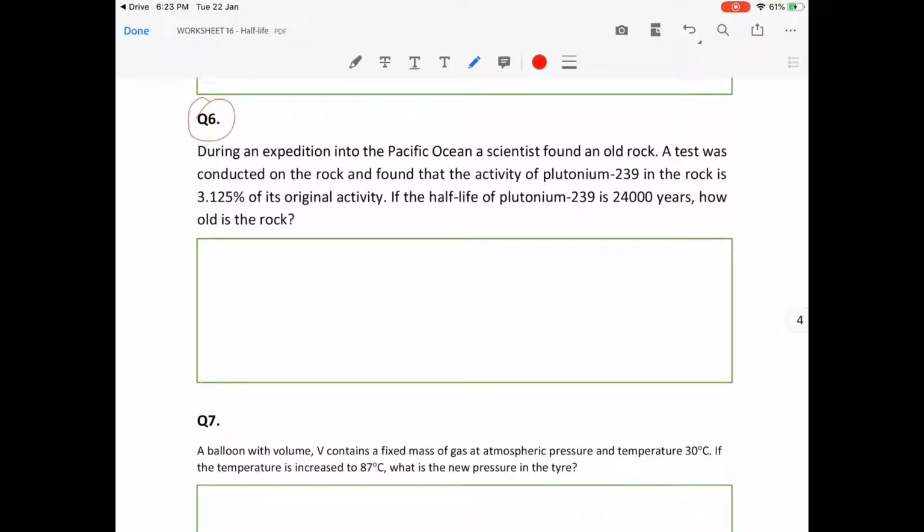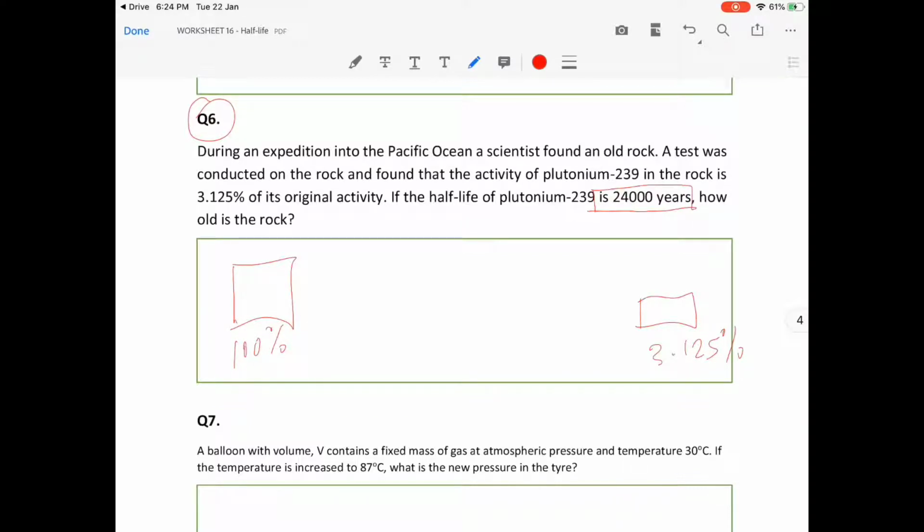So again, let's use the drawing method. Okay, so first of all, you have a mass of plutonium. It's not given, but the mass of anything in the initial stage is obviously always 100%. Okay, and initially we are 100% plutonium. Right now we are only left with 3.125%. The question says that the half-life of plutonium is 24,000 years. Okay, how old is this rock?